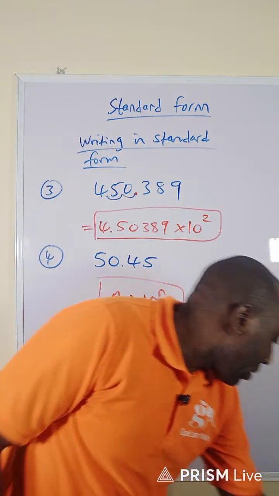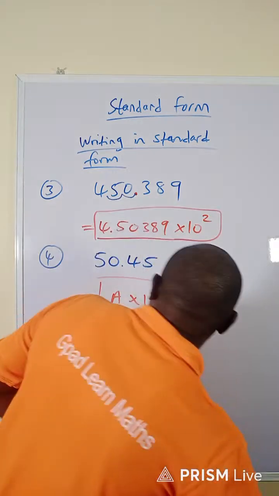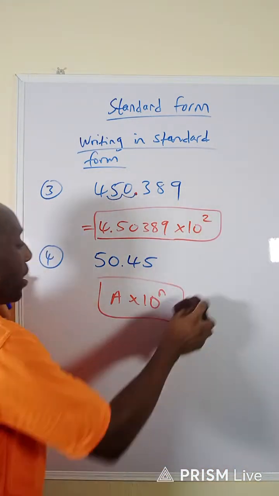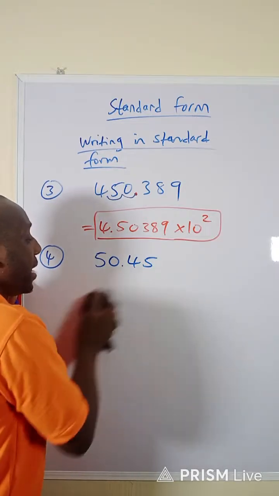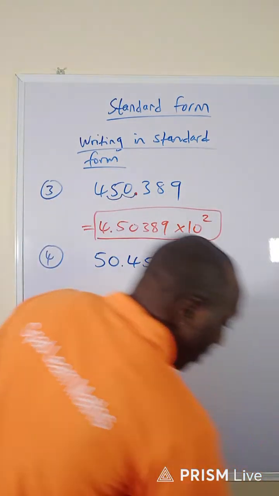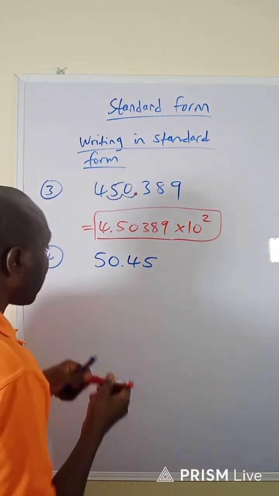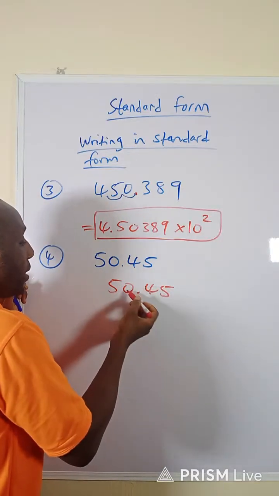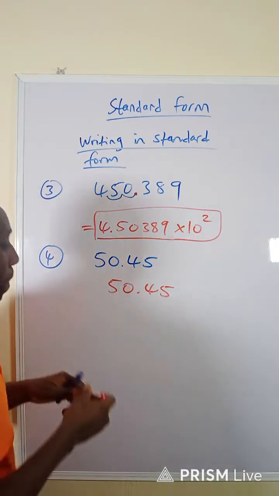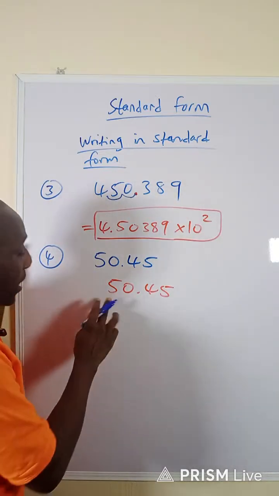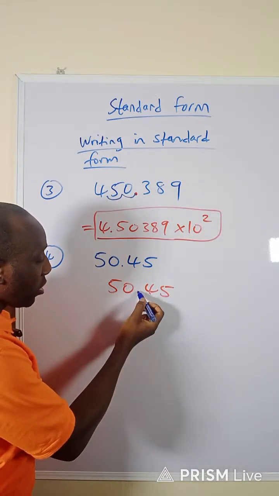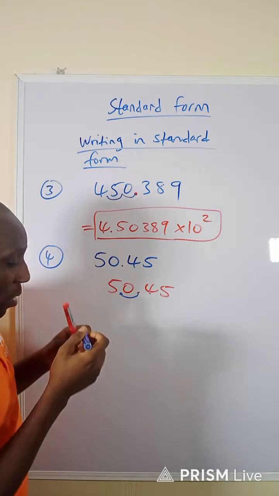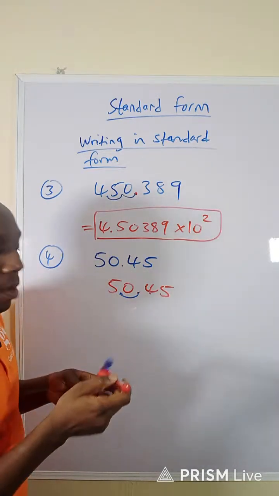Okay, so let me write it in standard form. Like I told you, it has to be of this form: A, where A is between 1 and 10, times 10 raised to the power n. N has to be an integer. So let's go. 50.45. A singular digit we are going to have, so I'll shift the decimal point from here to here. We just had one backward movement.